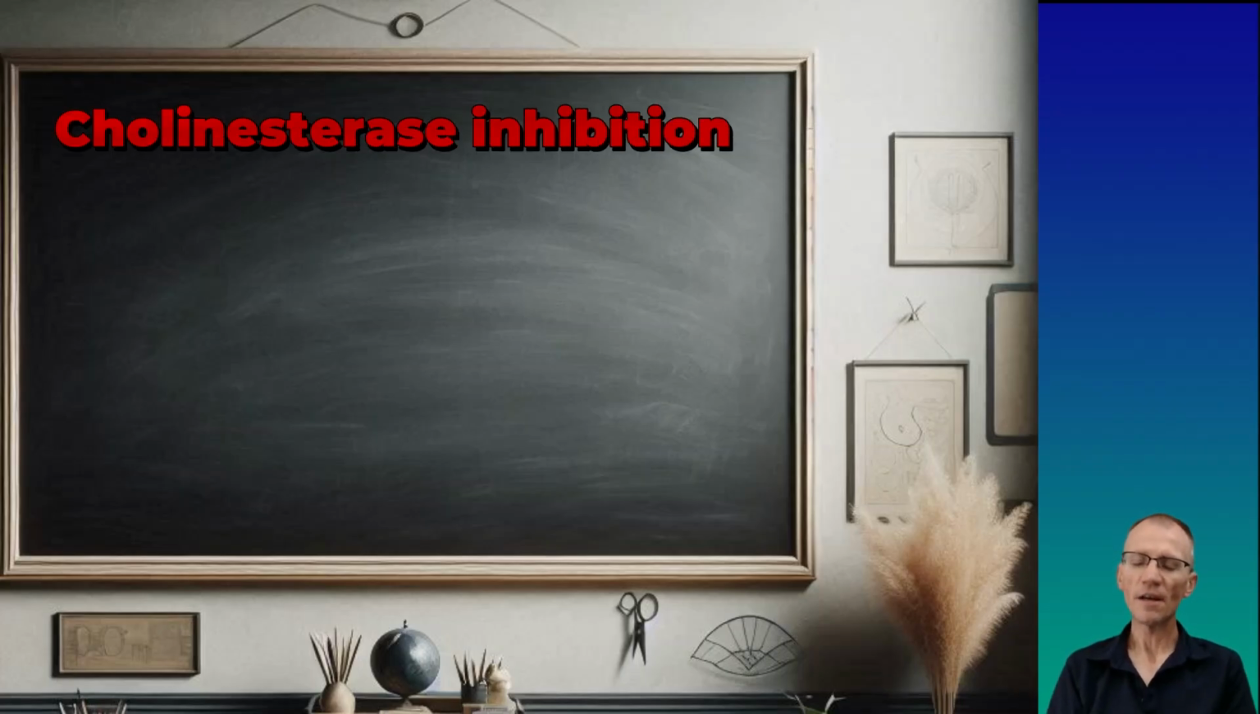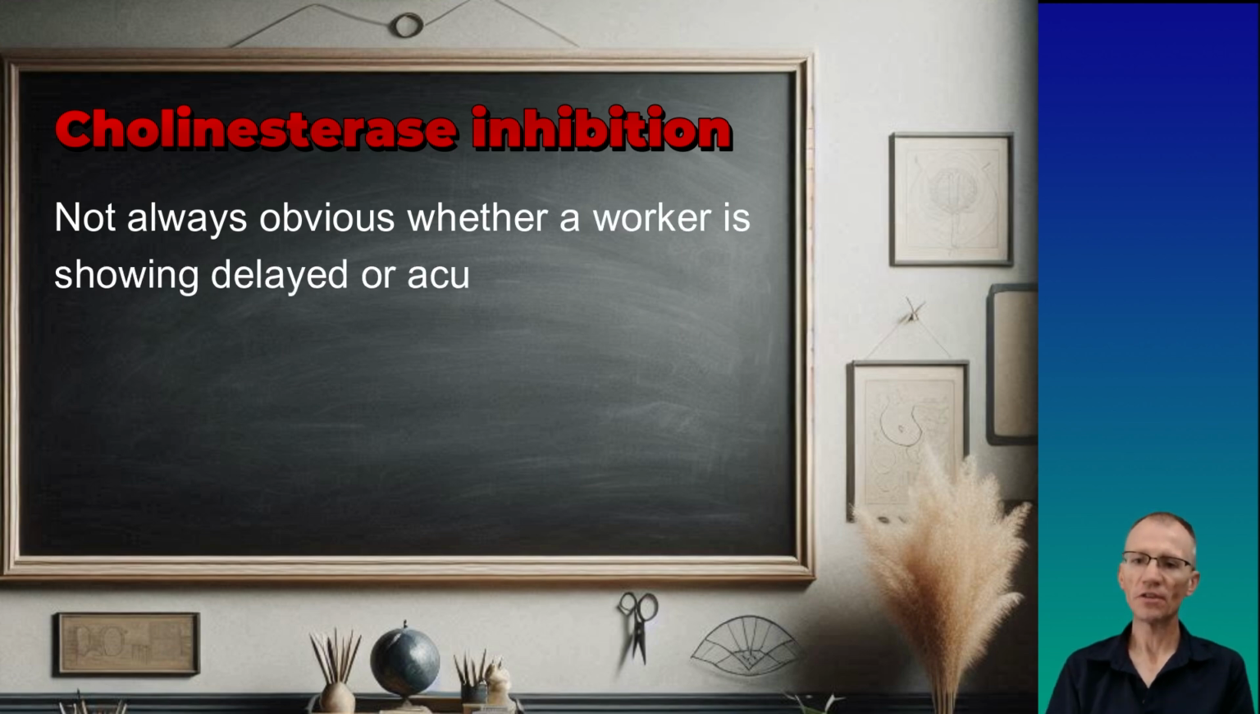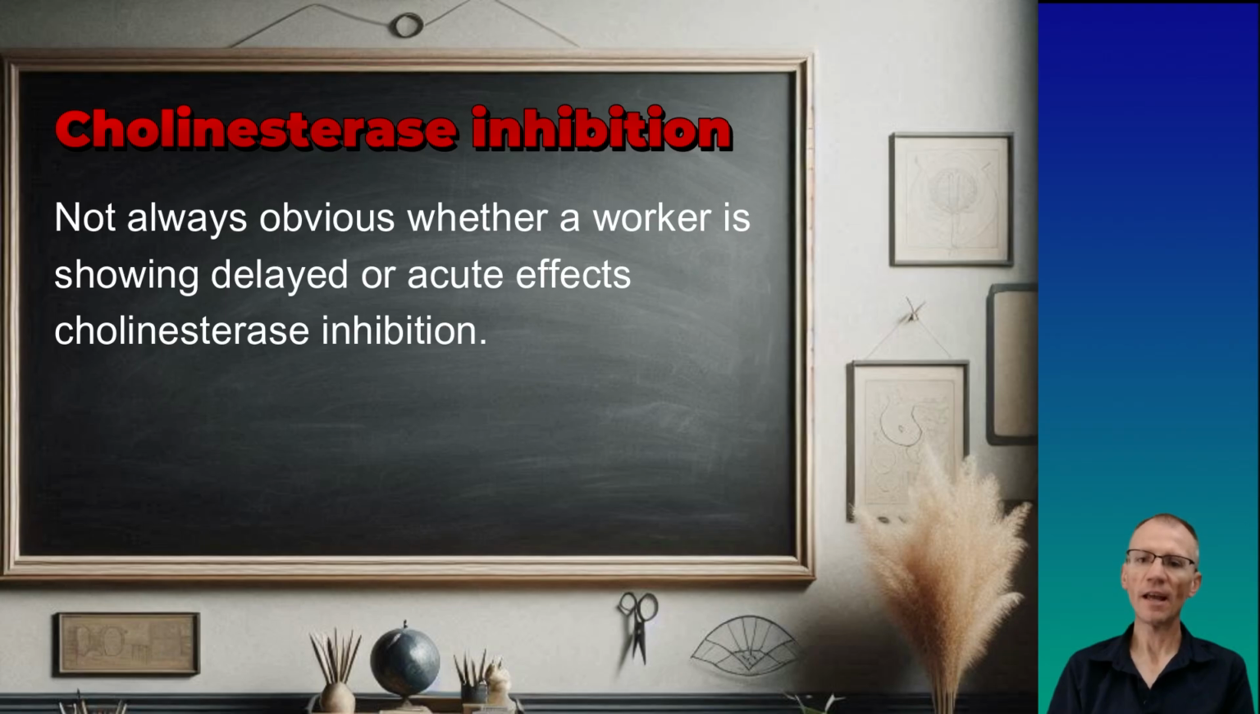I think we need to summarize this slide a little bit. It's not always going to be obvious whether a worker is showing those symptoms from an acute exposure or experiencing the delayed effects from repeated exposure. So just keep in mind, any of these symptoms you're seeing or feeling, you need to be aware of, because it can be acute or it can be chronic, depending on how this is working in your body system, or the person that you're observing.